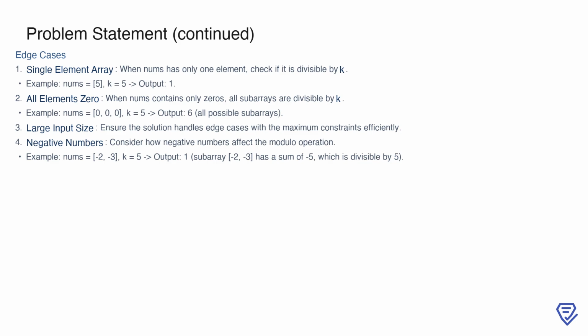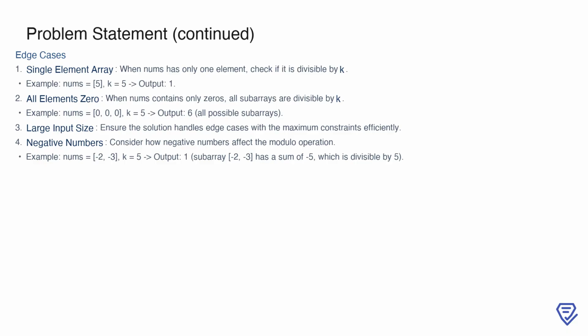With up to 100,000 elements, the solution must avoid brute force approaches and use optimized algorithms. Lastly, we must account for negative numbers, as these can affect the modulo operation. For example, if nums is -2, -3, and k is 5, the sum of -5 is still divisible by 5.